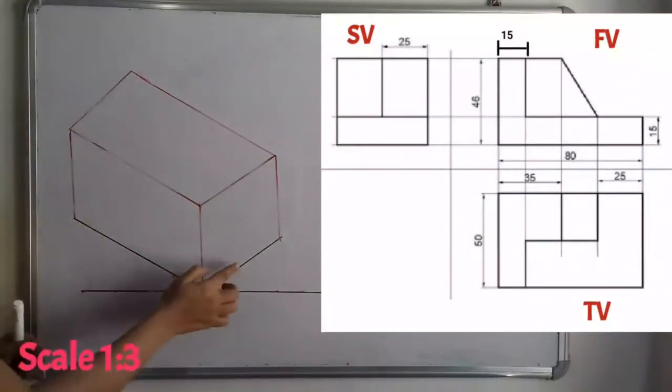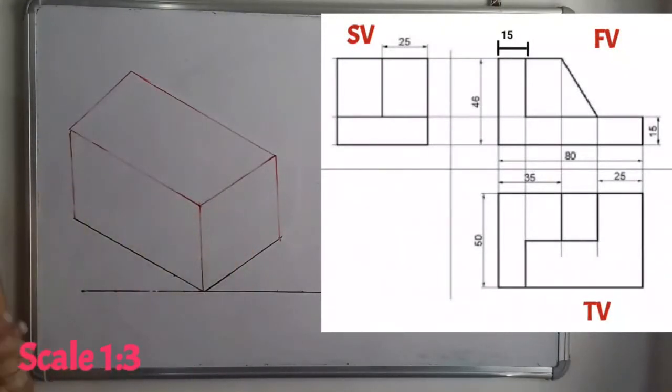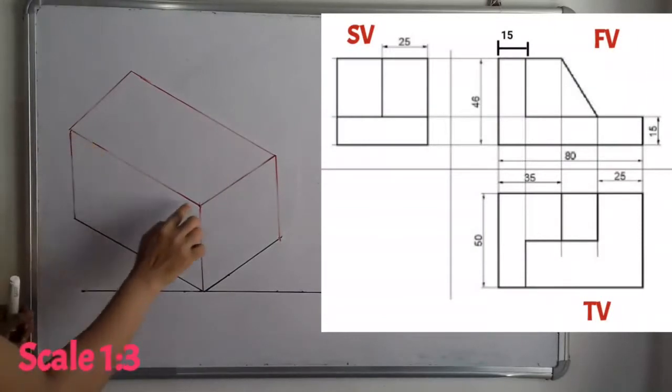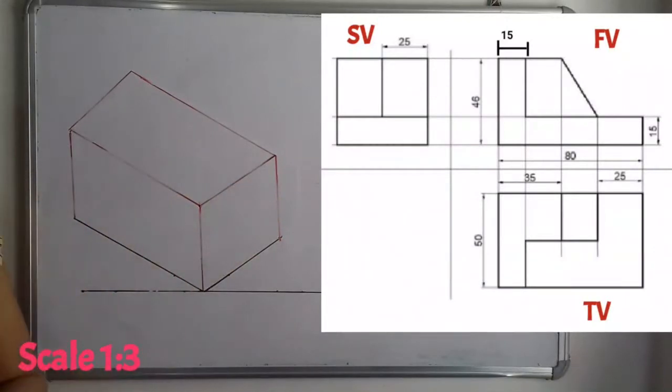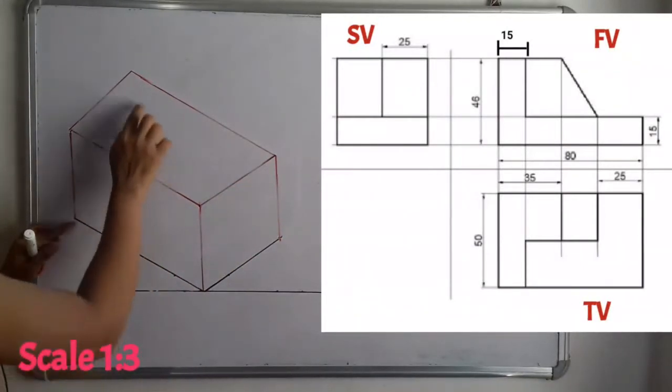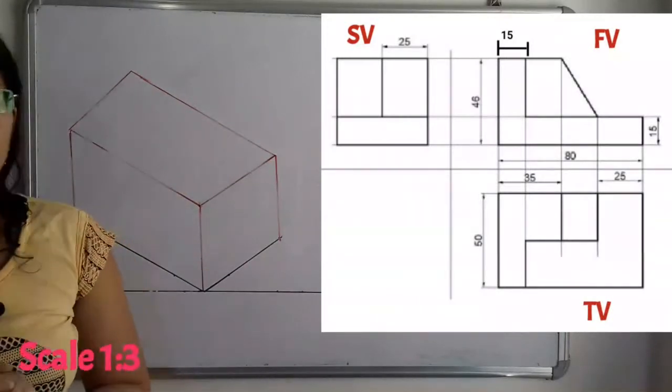If we observe, these 3 lines 1, 2, 3 are parallel to each other and indicate the dimension of the width. In the same way, these vertical lines 1, 2, 3 are parallel to each other and indicate the dimension of the height. And these 3 lines 1, 2, 3 are parallel to each other and indicate the dimension of the length.